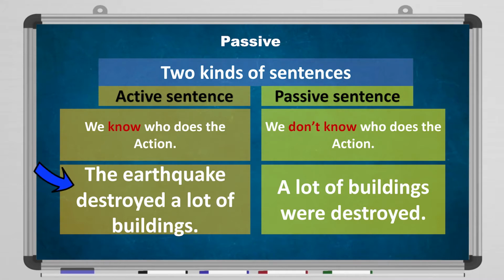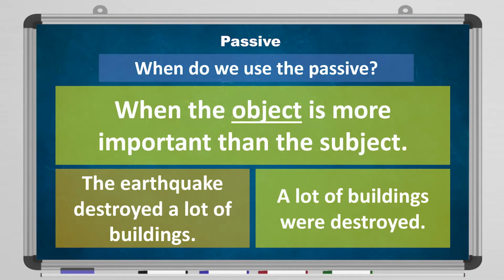The earthquake destroyed a lot of buildings. Now, this is an active sentence because we know who caused the buildings to be destroyed, okay? But in the passive sentence, we can see a lot of buildings were destroyed. Now, when we read this sentence, we don't know who made this action. This is the difference between active sentences and passive sentences. Okay, the question is, when do we use the passive? We use the passive when the object is more important than the subject.